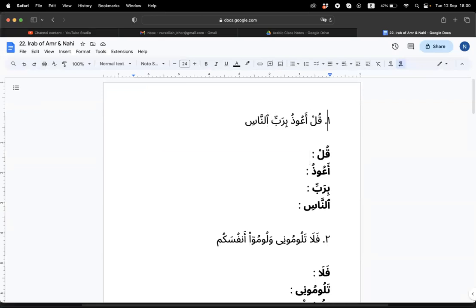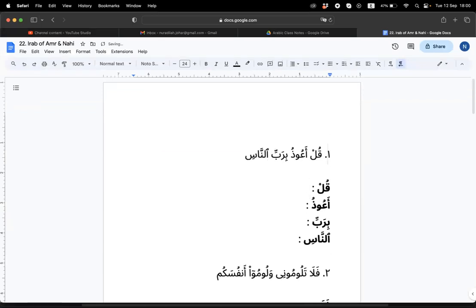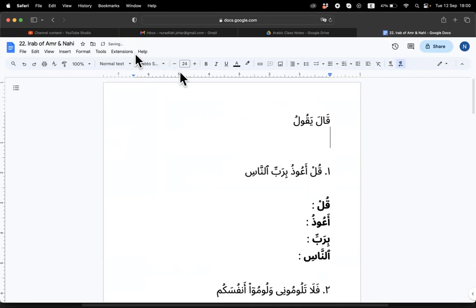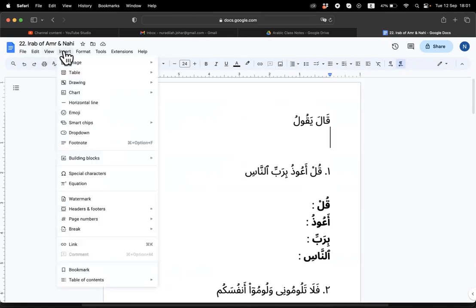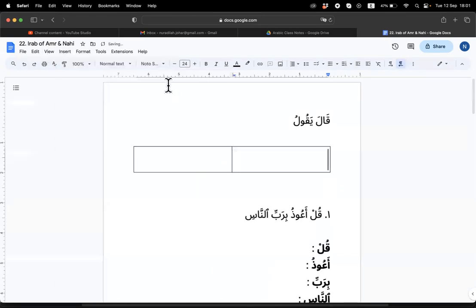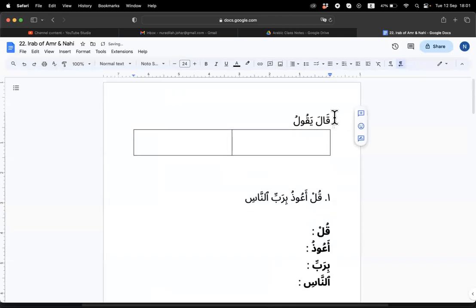But this is a word that we always see, right? So we should know. The madi is qala. The mudhari is yaqulu. Okay, let's do the madi chart first, because we need to know this word, although we will do it again in sarf later.